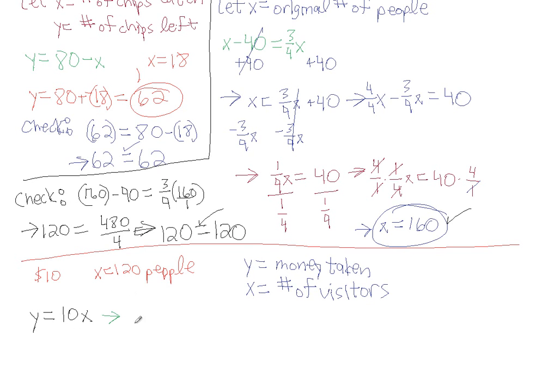So wherever we see x, we're going to substitute 120 in. So we have y equals 10 times 120. And that equals $1,200. So if the entry fee is $10 and we have 120 visitors, the money taken in is $1,200. Okay, I'll leave you to check this one. We know how to do that. We make sure we plug in 1,200 for y and 120 for x. If that holds true for our equation, then $1,200 is the correct answer. So be sure to check that, and I'll see you soon.